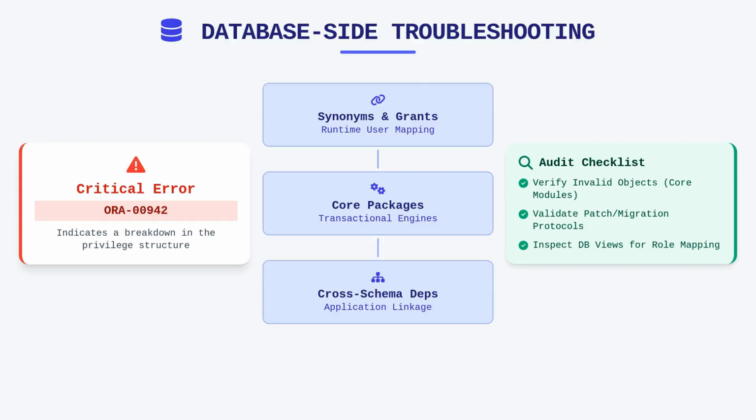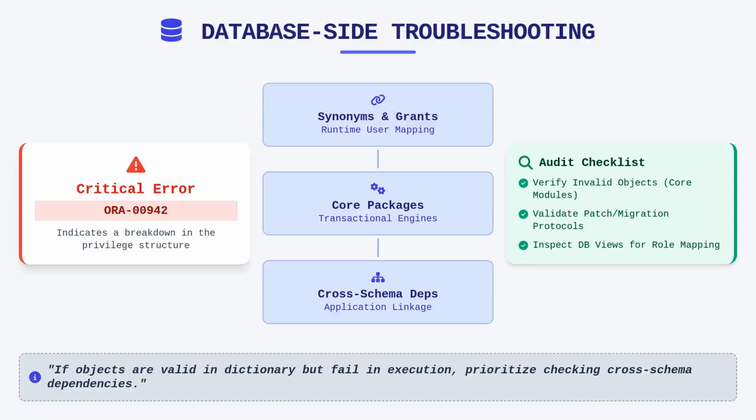Troubleshooting these architectural artifacts requires you to be comfortable navigating through the database views to ensure that the grants are indeed current and mapped to the right roles.